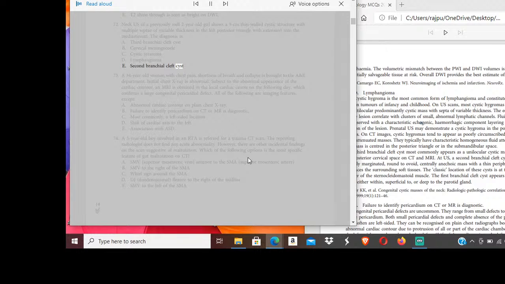73. A 34-year-old woman with chest pain, shortness of breath and collapse is brought to the A&E department. Initial chest X-ray is abnormal. Due to the abnormal appearance of the cardiac contour, an MRI is obtained in the local cardiac center on the following day, which confirms a large congenital pericardial defect.